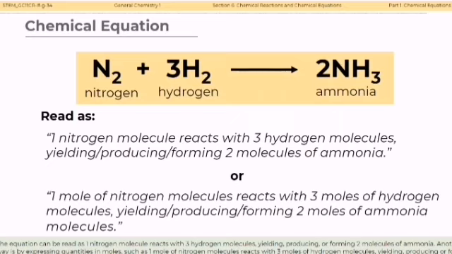The equation can be read as one nitrogen molecule reacts with 3 hydrogen molecules, yielding, producing, or forming 2 molecules of ammonia. Another way is by expressing quantities in moles, such as 1 mole of nitrogen molecules reacts with 3 moles of hydrogen molecules, yielding, producing, or forming 2 moles of ammonia molecules. For simplicity, when using the unit mole, the word molecules, as well as atoms, ions, or particles, is no longer mentioned.